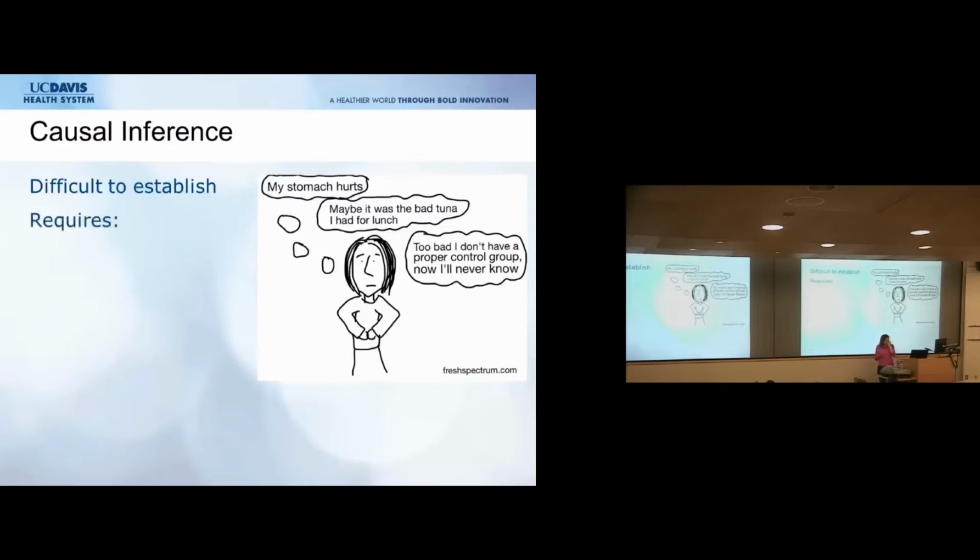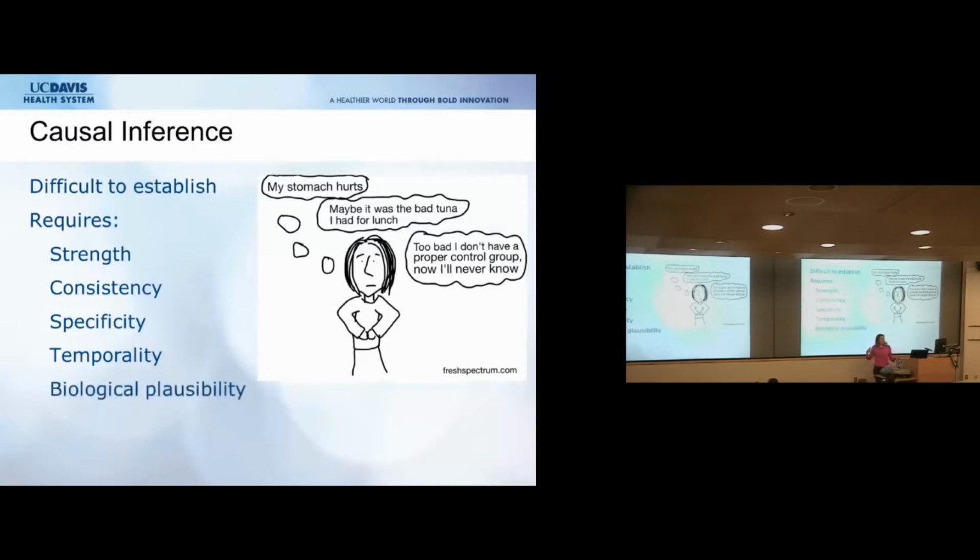It requires several things. One is that you have to have a strong relationship between your outcome and your predictor. You've got to have a very high correlation usually, and you have to have a consistent relationship between the two factors. It's got to be a very specific relationship, and it's got to be time related, okay? So it's got to be something that when A happens, B always happens. And it's got to be something that is biologically plausible, right?